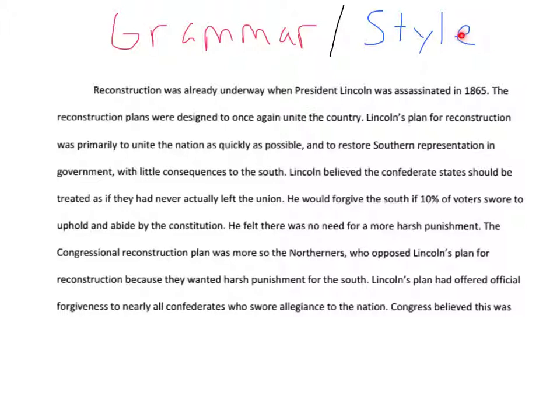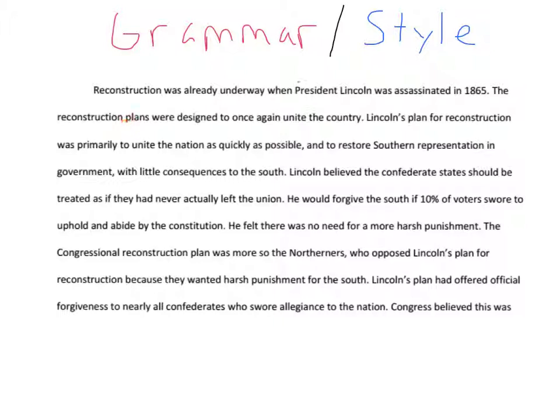That's all fine. The problem is that this sentence starts with Reconstruction, but it finishes with President Lincoln being assassinated. Because it finishes with that fact, I expect the next sentence to have to do with President Lincoln being assassinated. Instead, it goes back to Reconstruction plans, and it's kind of confusing. So that's not a grammar issue. It's not a black and white grammar mistake, but it's a style error because I think you could have said things in a clearer way.